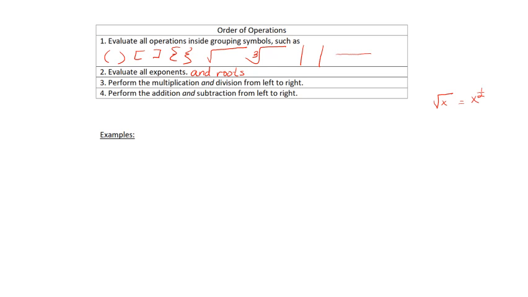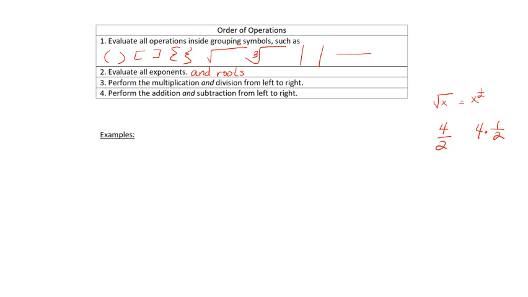Then we perform multiplication and division from left to right. So if I see division first, can I do it first? You betcha. Because again, division and multiplication are actually the same operation. Division is just multiplying by fractions. So for instance, if I want to divide 4 by 2, I can do it that way, or I can do it that way. Those mean the same thing.